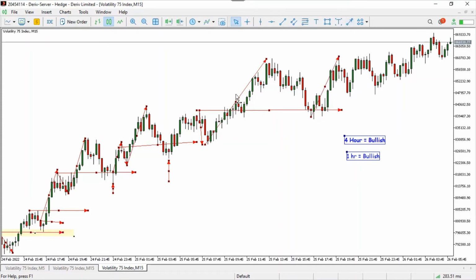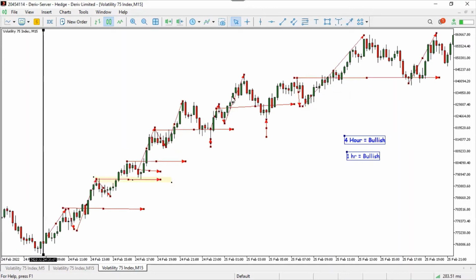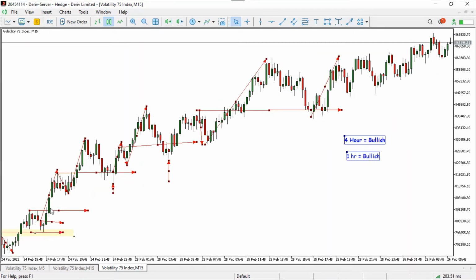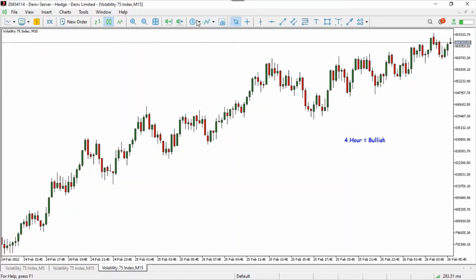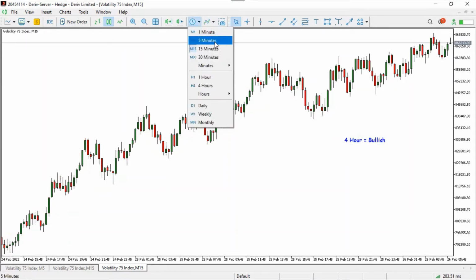So that is how to identify. You know what I'm saying? So now we have about 3 or 4 trades that we have seen around here. If we now go to 5 minutes, you will even see it clearer. Let me delete all these ones. Okay, sir. Let's go to 5 minutes.